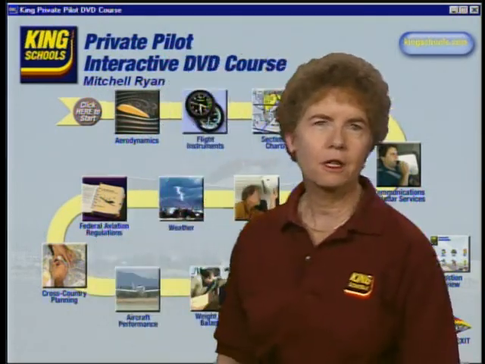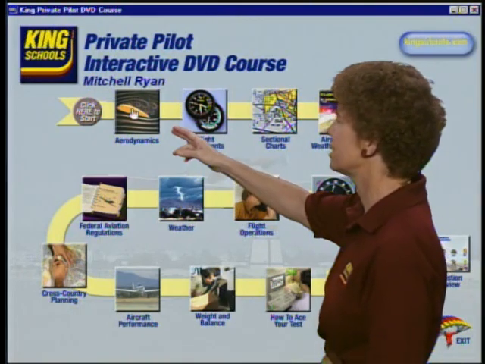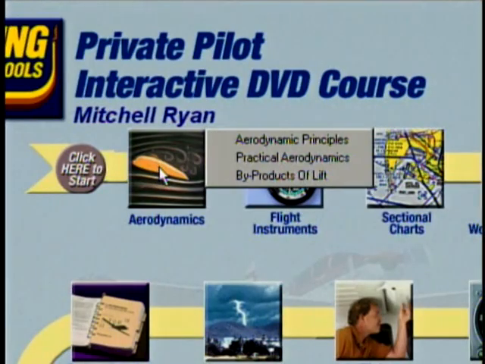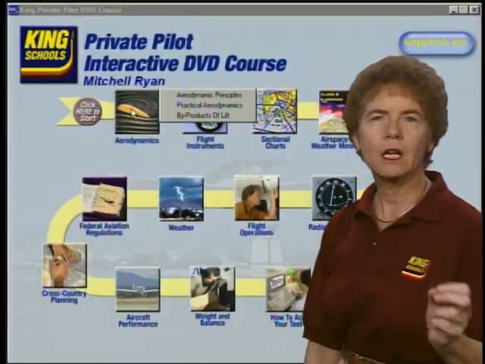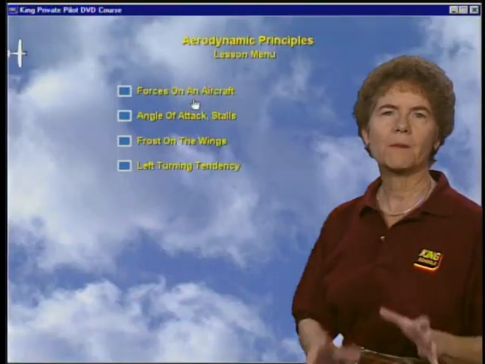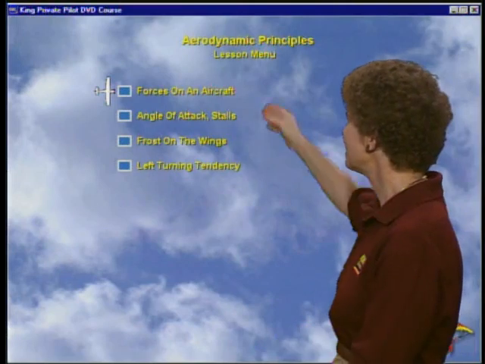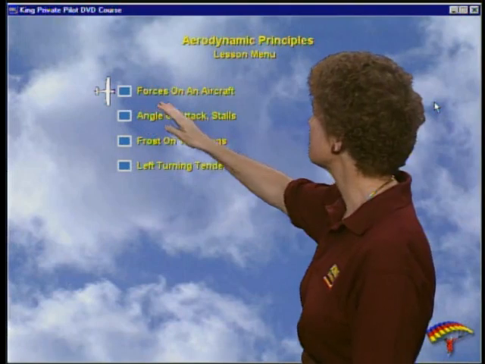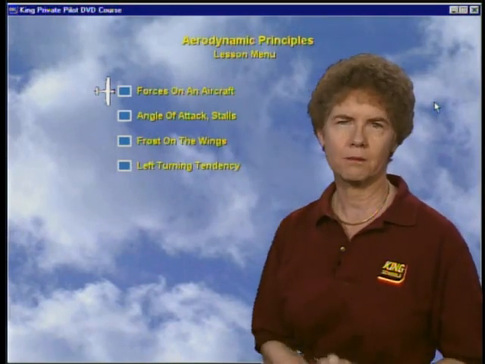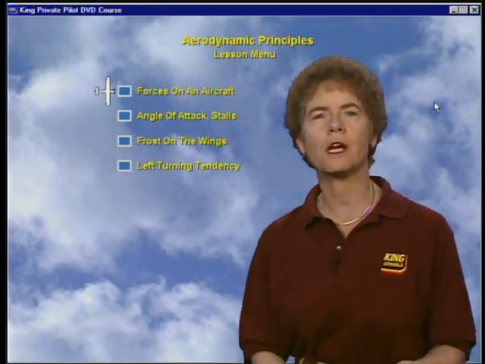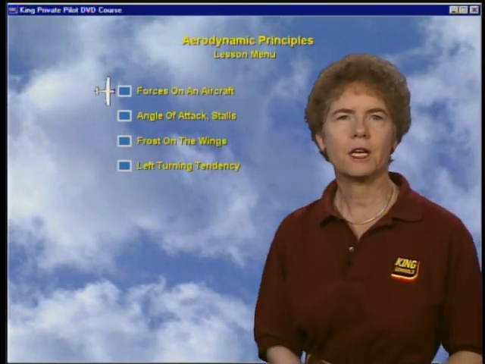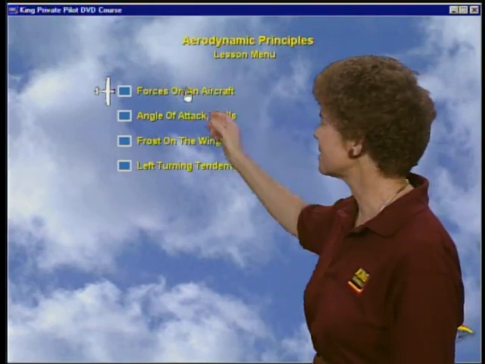So to get started, move your pointer over the first subject on your path, aerodynamics. When you click your mouse, you'll see the pop-up menu which lists the lesson groups in that subject area. Clicking on the lesson group brings up a lesson menu showing the individual lessons in this topic. As you can see, an airplane flies down to the first lesson that has not been completed. In this case, since you're just starting, it's the first one, Forces on an Aircraft. If you want to take this lesson now, just click on that lesson title.